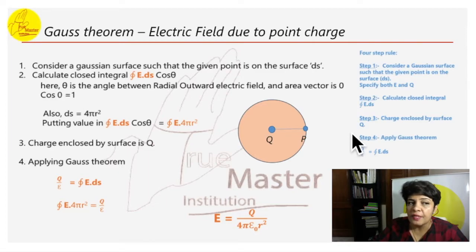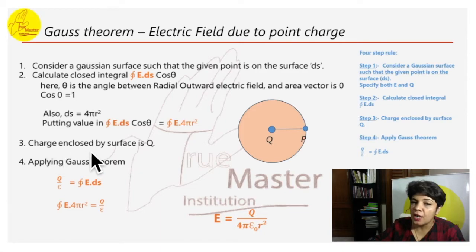The area vector from point P will also be in this direction. So theta will be 0 because the electric field and the area vector are in the same line. That means cos 0 is equal to 1. So E dot ds cos 0. The ds will be considered as 4 pi r square, and 4 pi r square is the total surface area of this sphere.